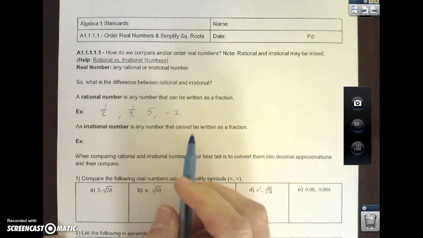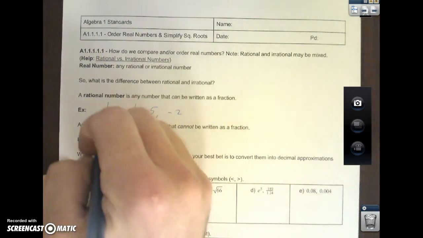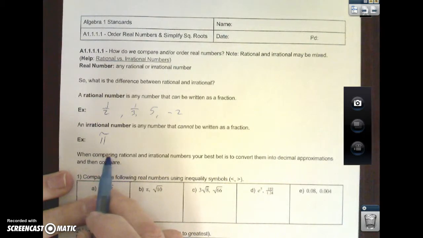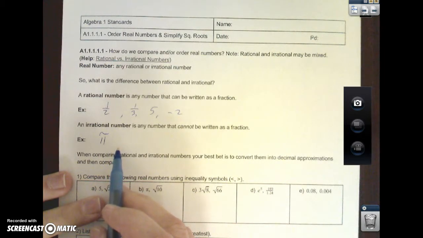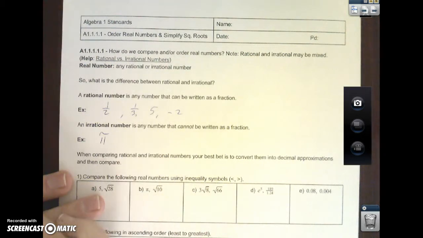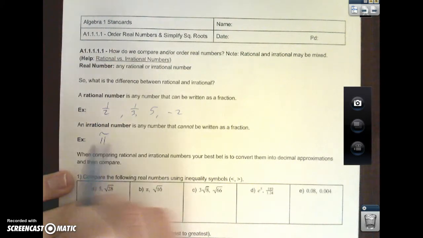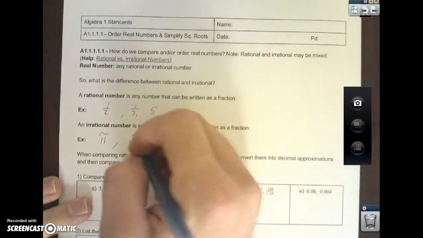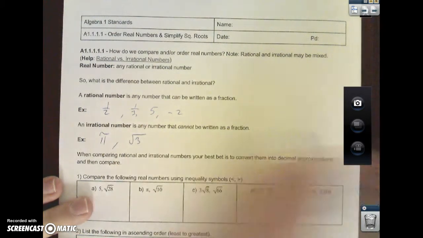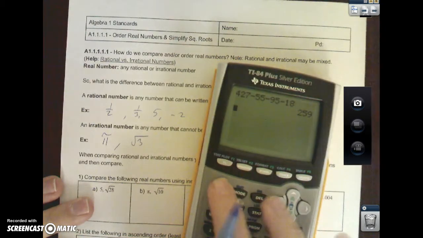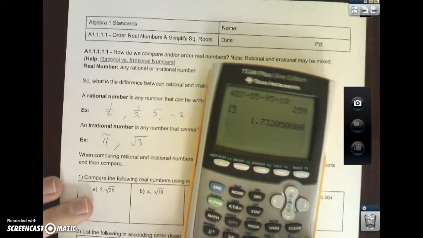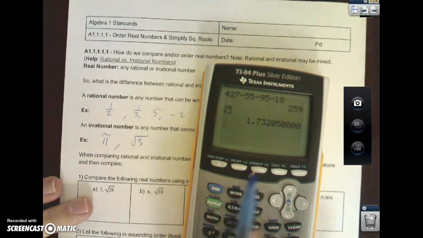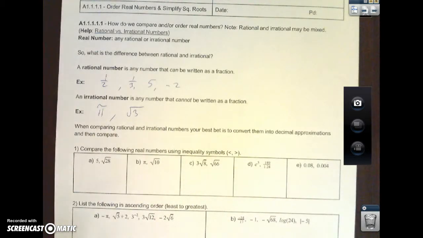An irrational number is a number that cannot be written as a fraction. An example of this, hopefully you guys all remember this symbol, pi. 3.14159265... I'm just messing with you. I know 3.14. But it keeps on going forever and ever and ever. Same thing with square roots of non-perfect square numbers. So, like square root of 3, that's irrational. If we take a look at square root of 3 in your calculator, super quick, we get 1.732050808. Just notice how there's no set pattern as you go across. So, when comparing rational and irrational numbers, your best bet is to convert them into decimal approximations and then compare.